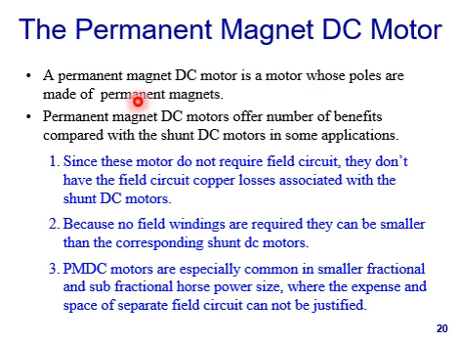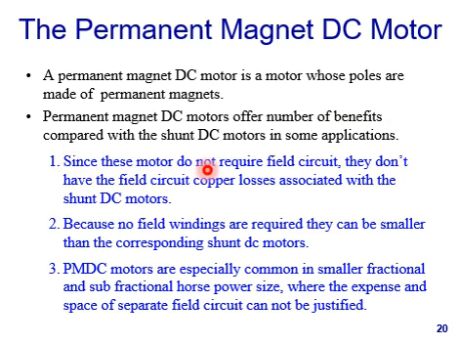So we discussed a few points of this. A permanent magnet DC motor is a motor whose poles are made of permanent magnets. Permanent magnet DC motors offer a number of benefits compared with the shunt DC motors in some applications. So these are the benefits.